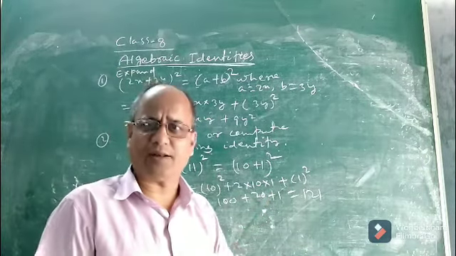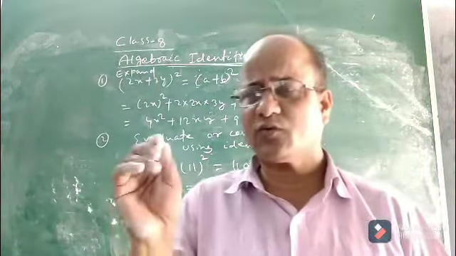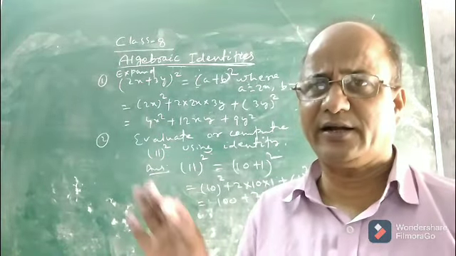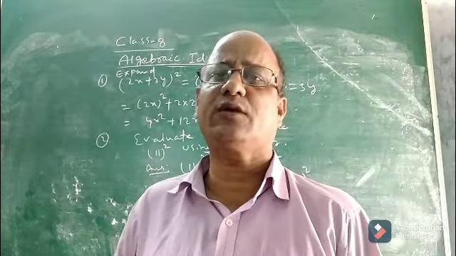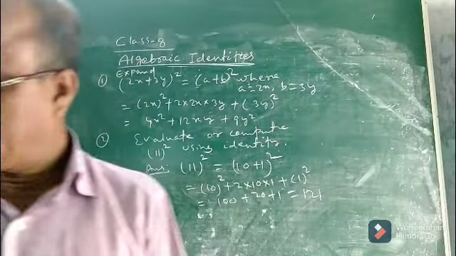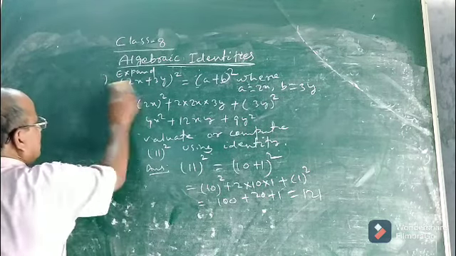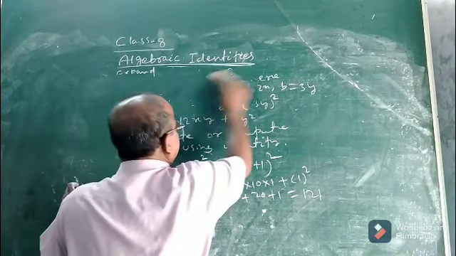You can find the square of any number using identity 1 and 2. Whatever identities we read in identity 1 and 2. So then we will discuss some more problems, more applications.